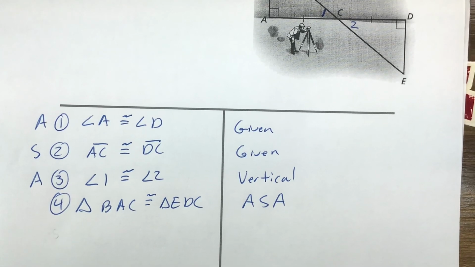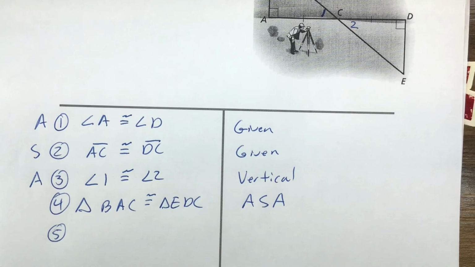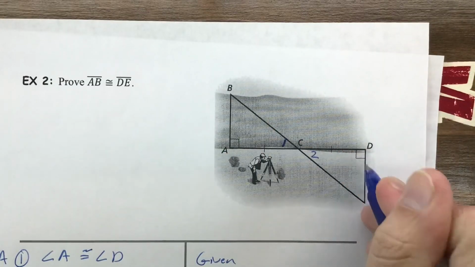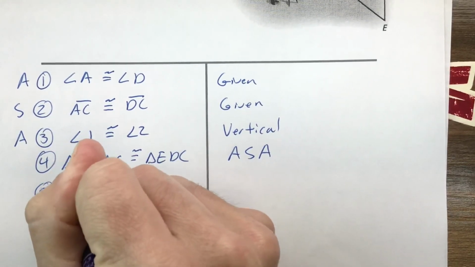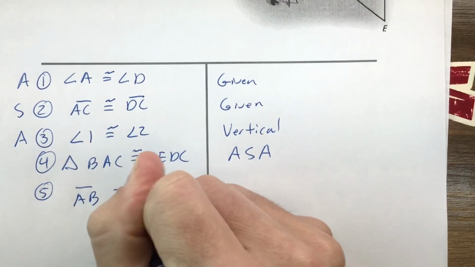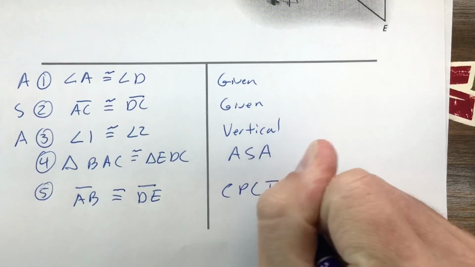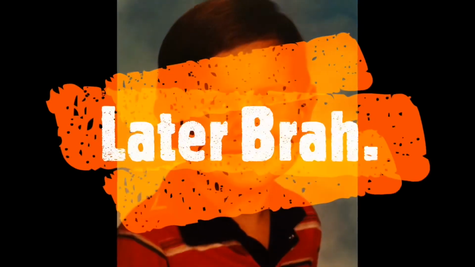All right, so if the two triangles are congruent, that would mean that all the corresponding parts would be, which includes BA and DE. All right, so line segment AB is going to be congruent to line segment DE. Reason, CPCTC. Corresponding parts of congruent triangles are congruent. Wait, what?